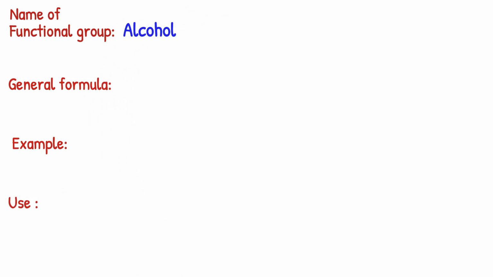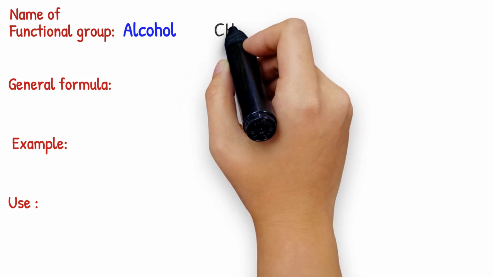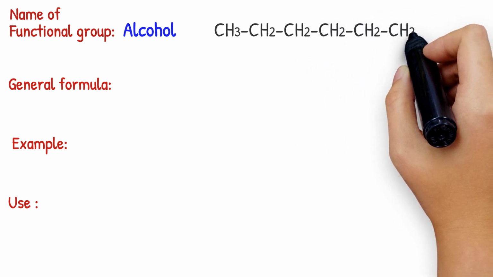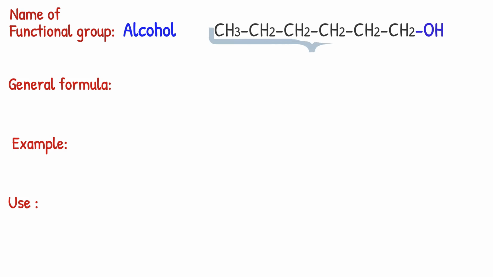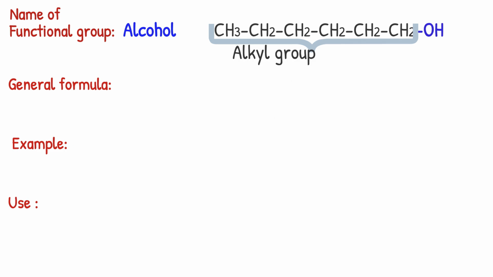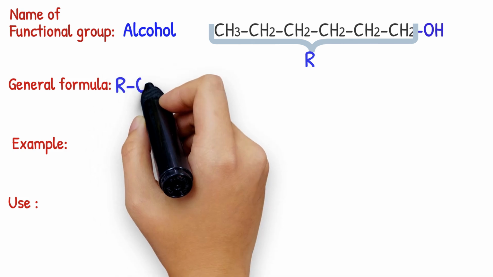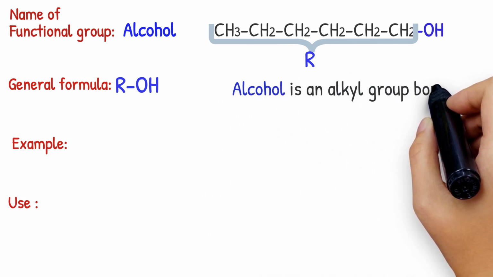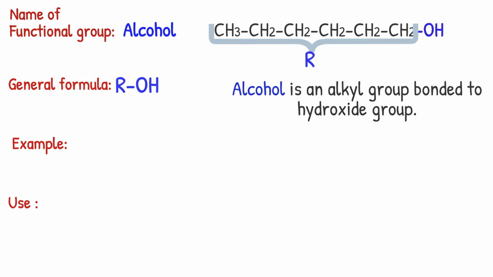Alcohol. Example of alcohol: CH3CH2CH2CH2CH2 hydroxide. This is an alkyl group. Alkyl group is a part of molecule which is formed by carbon and hydrogen only. The symbol of alkyl group is R. Hence, the general formula of alcohol is R bonded to hydroxide. Alcohol is an alkyl group bonded to hydroxide group. Listen carefully. Alcohol is an alkyl group bonded to hydroxide group.